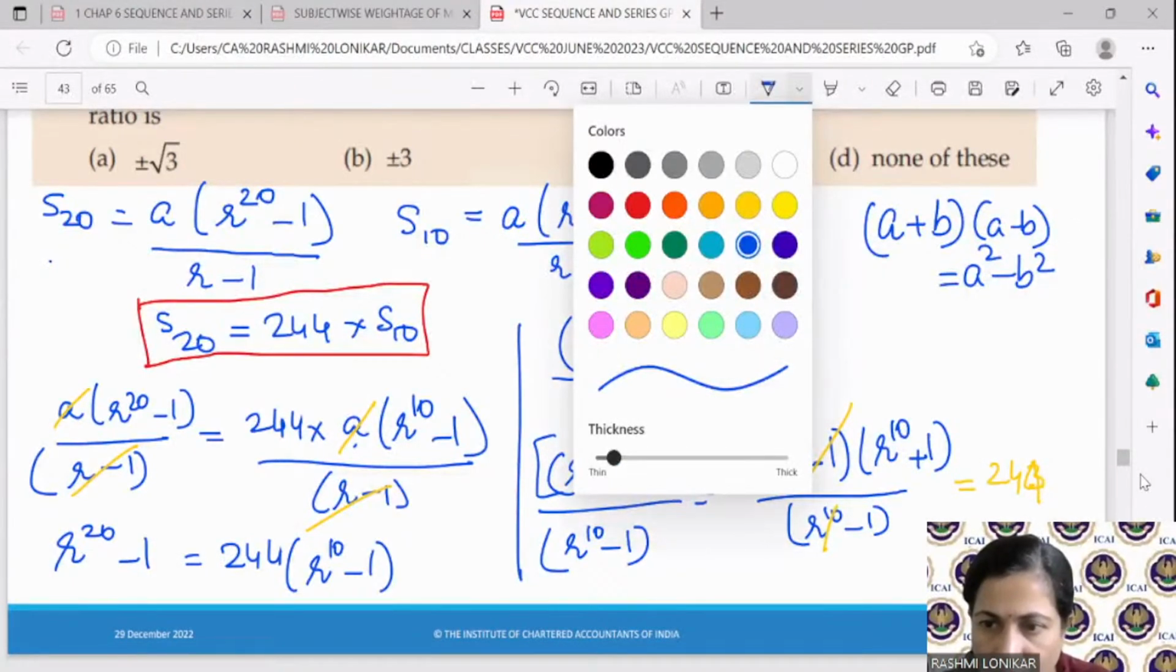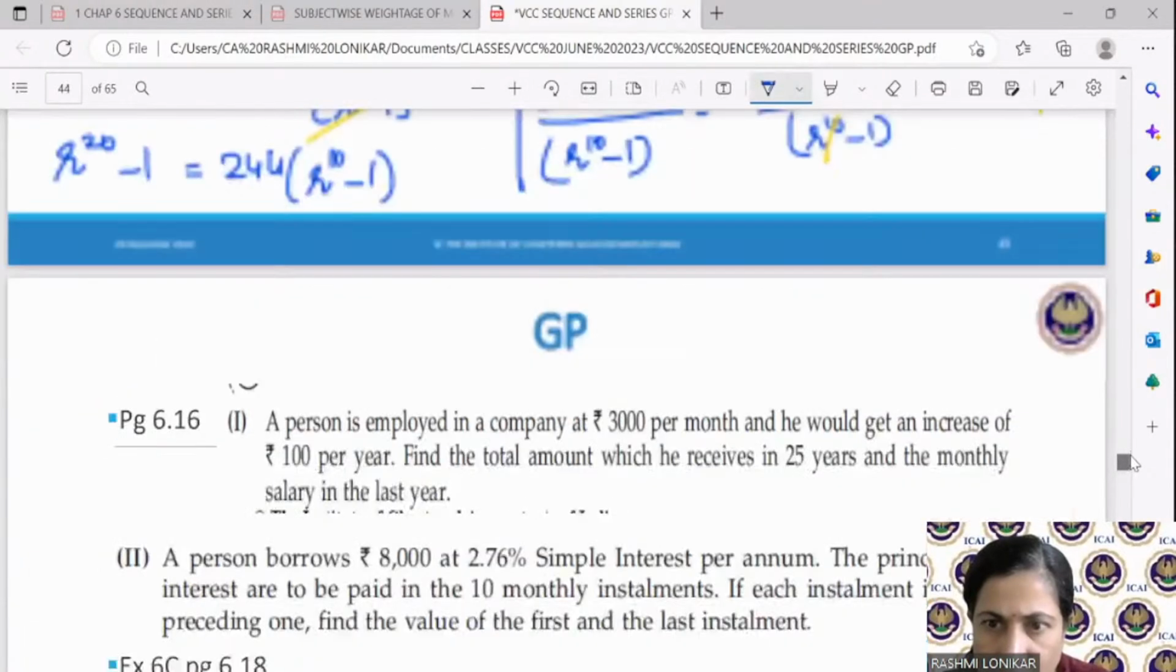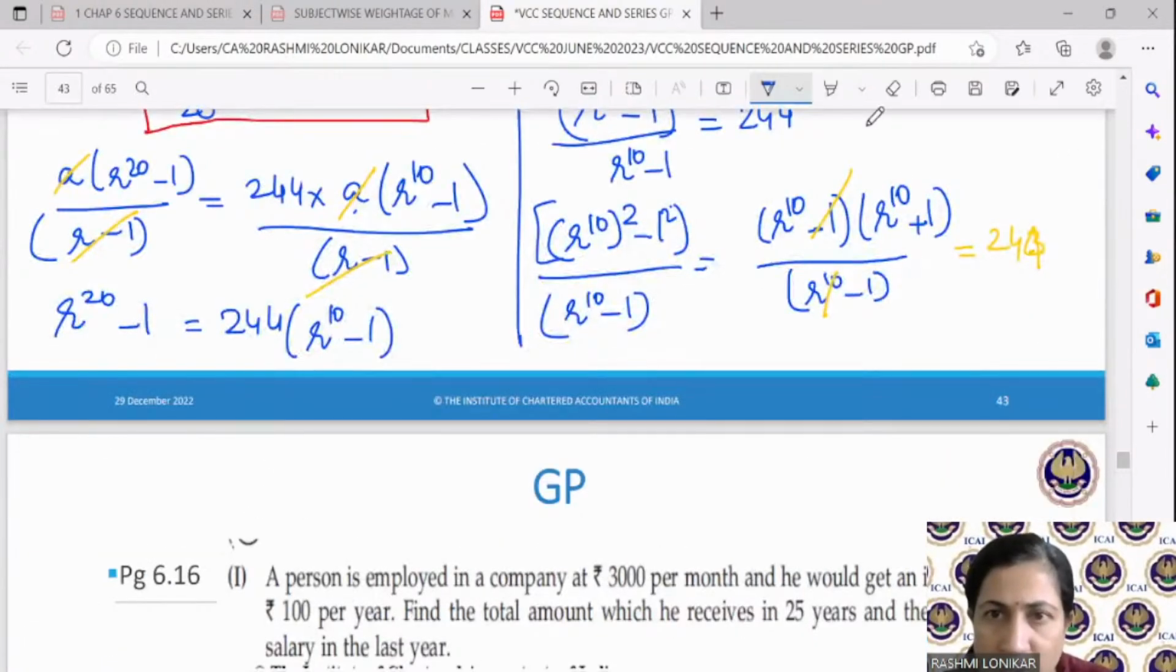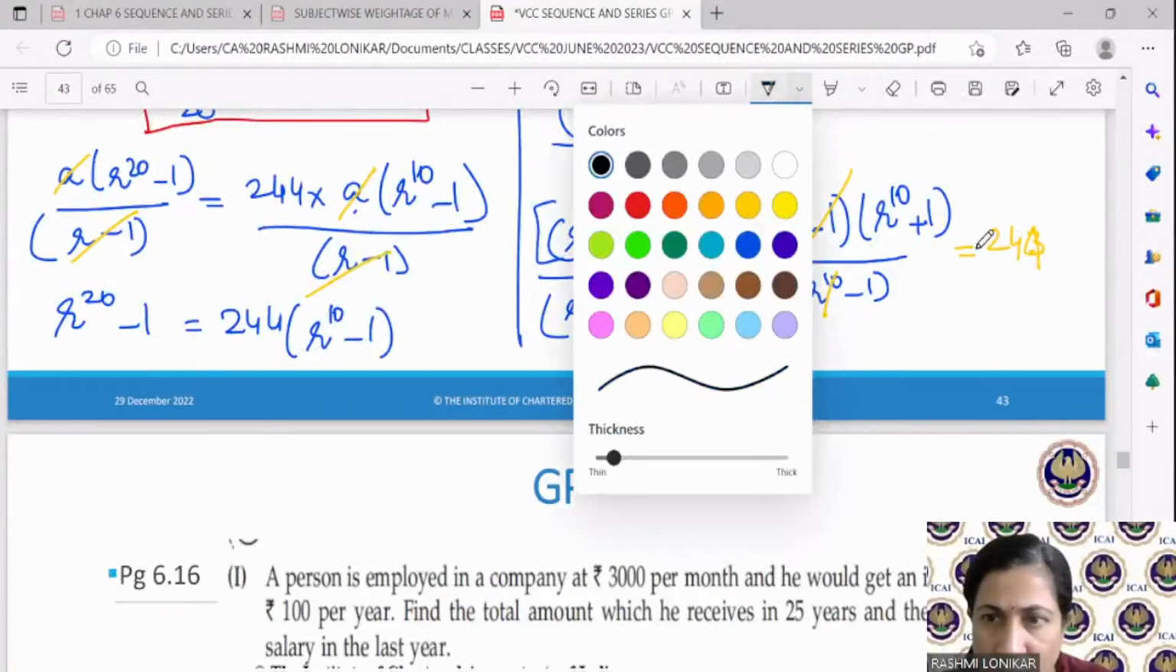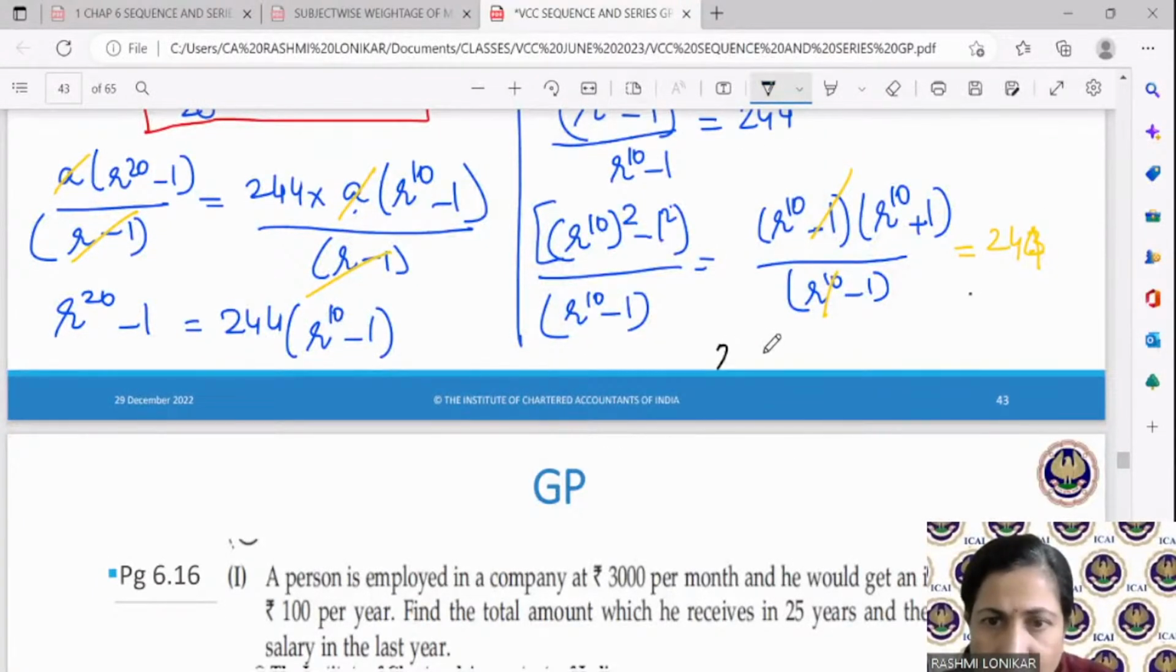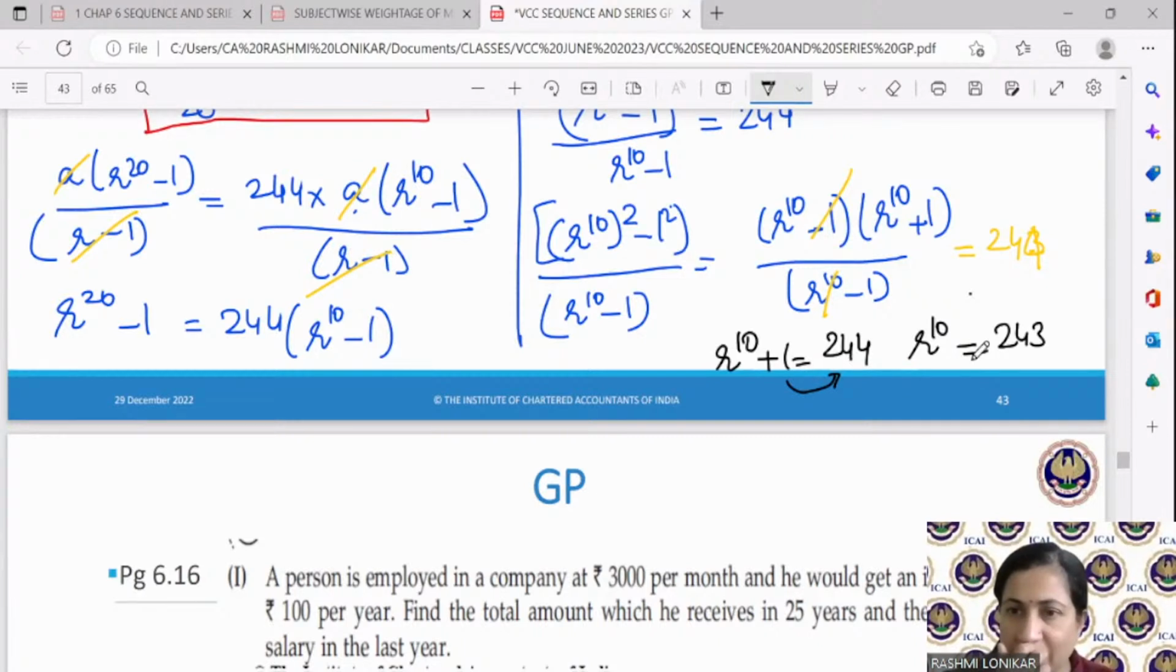So now what I have is, let me take a black color so that you can see it. r raised to 10 plus 1 is equal to 244. r raised to 10 is equal to 243. The 1, I take it to this side, it will become minus 1, so 243. Now which number, when I take it to the power of 10, will give me 243? Since it's an odd number, it can't be 2. So let me try with 3.